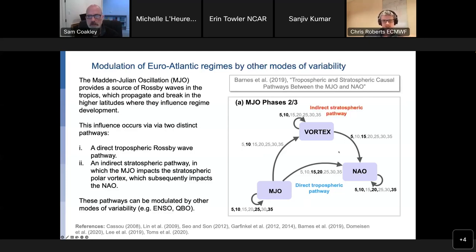And then there's an indirect pathway in which the MJO first has an influence on the stratospheric polar vortex, and then there's a downward connection between the polar vortex and the NAO. These mechanisms have been described in a few papers, and there's a list of references down below.